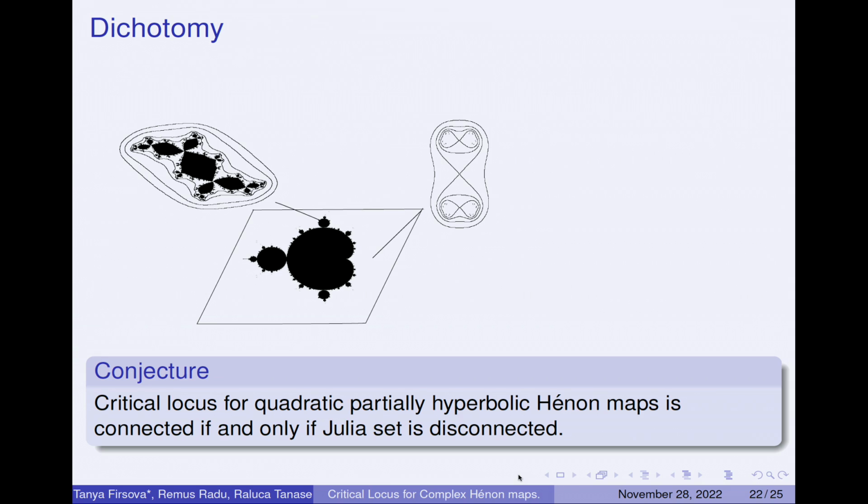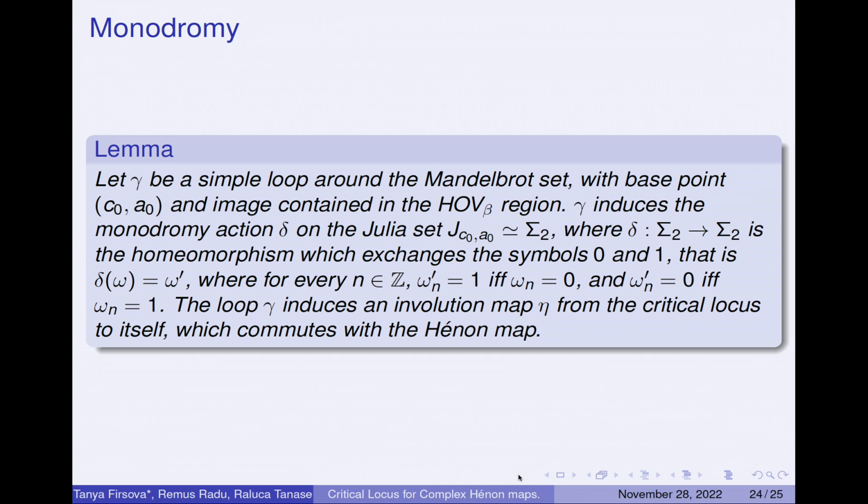Okay. So in one dimension, for quadratic polynomials, we have a dichotomy: if C is outside of the Mandelbrot set, then the Julia set is a Cantor set. If it's inside, then it's connected. So we conjecture that the critical locus for quadratic partially hyperbolic Henon maps is connected if and only if the Julia set is disconnected. It's hard to say whether this conjecture is true if we remove the partial hyperbolicity assumption. Maybe it's still true.